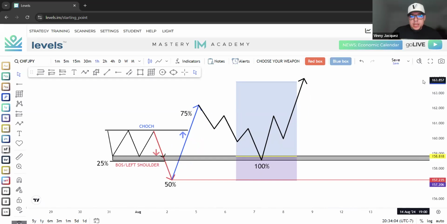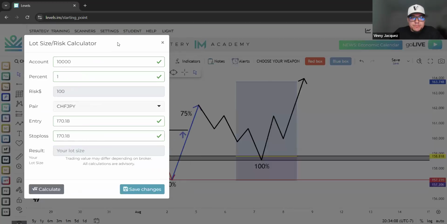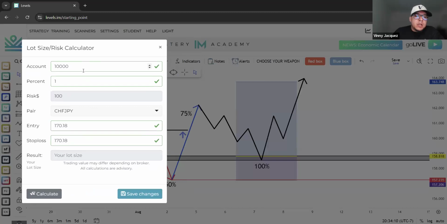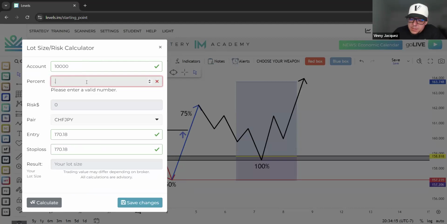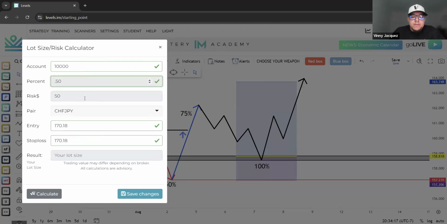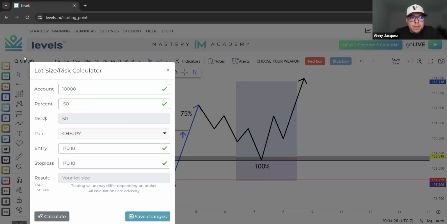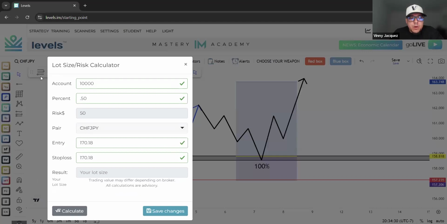Again, let's go ahead and calculate our setup, right? Because every setup you take needs to be calculated. Let's pull this out. Again, we are going to be using a $10,000 account. Let's say today I want to risk 0.50% of a setup. So instead of risking a full percent, I'll risk half, and I will risk $50 instead of 100. I am still on CHF JPY. My entry is the yellow box. My stop loss is right here.